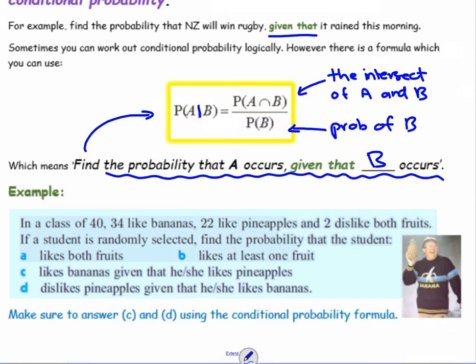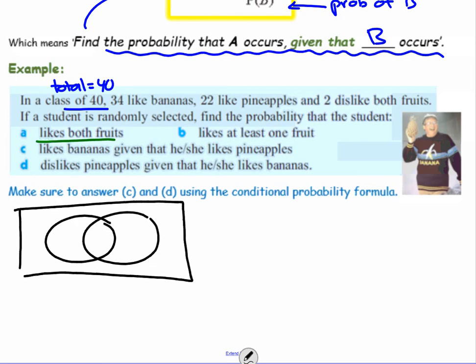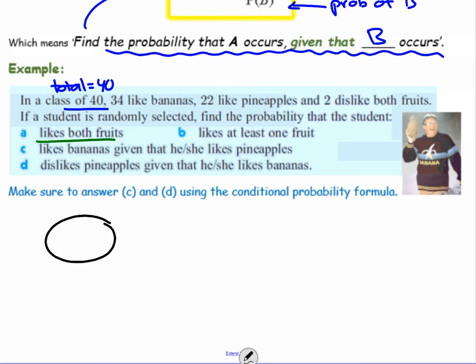So in a class of 40, so we know total equals 40. We know 34 like bananas, 22 like pineapples, and 2 dislike both fruits. If a student is randomly selected, find the probability that the student likes both fruits. So different ways you can do this, but I'm going to do a flashback and make us do a Venn diagram. So they want us to work out the probability that they like both fruits. So basically they want us to work out the intersect. So we've got bananas here and pineapples there. They want us to work out this thing here.